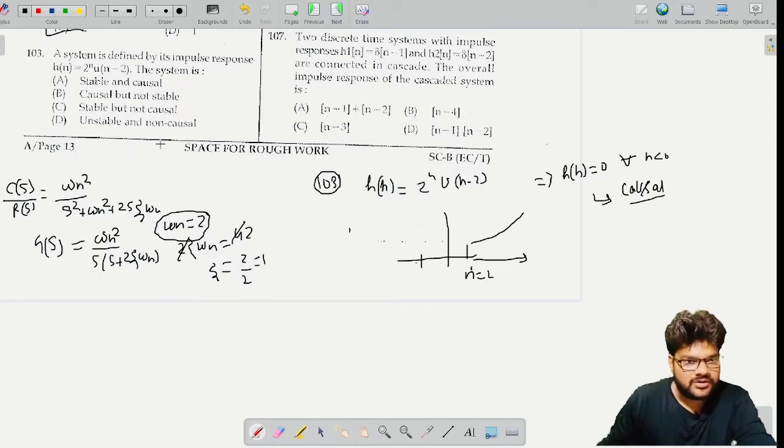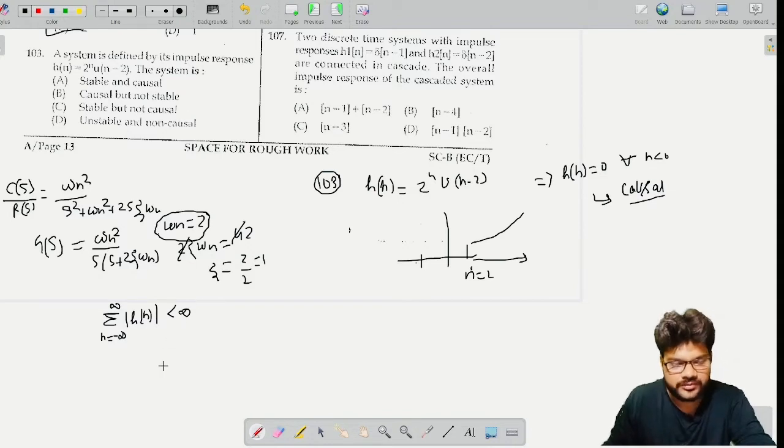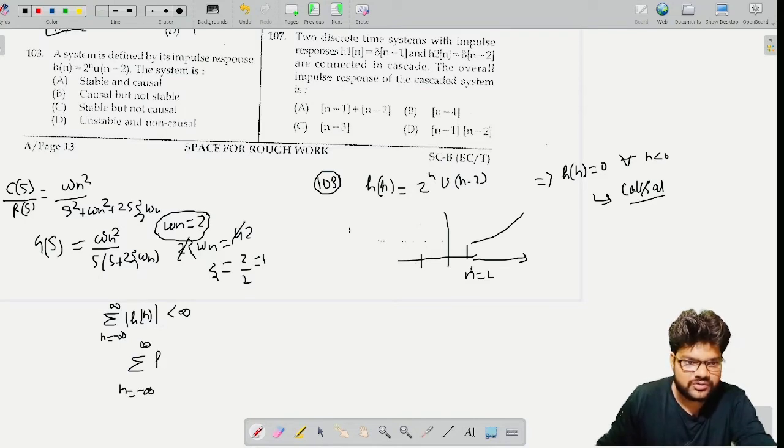Now we have to comment on its stability also. For h[n] to be stable, we know it has to be absolutely summable. Let us find the summation from n equals minus infinity to infinity of mod of h[n]. If this is less than infinity, then we can say this is absolutely summable and the system is stable. So let us find it out. h[n] is 2 to the power n u of n minus 2, which means it exists from n equals 2 only.